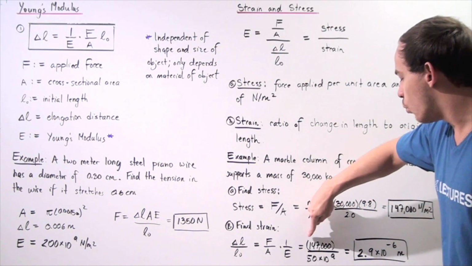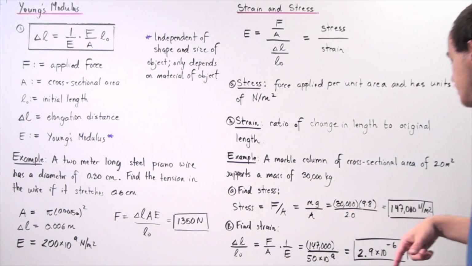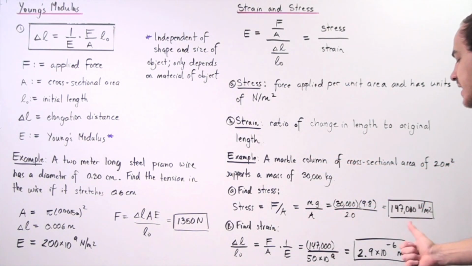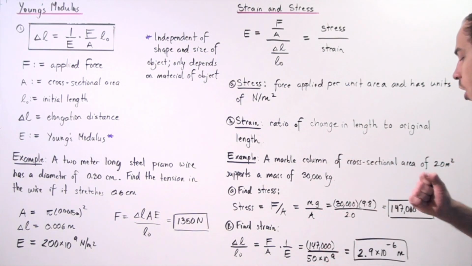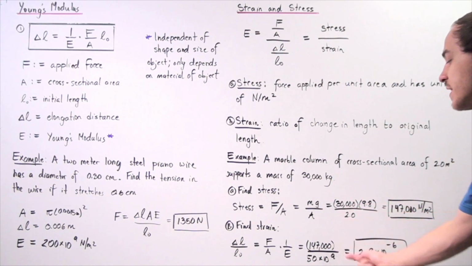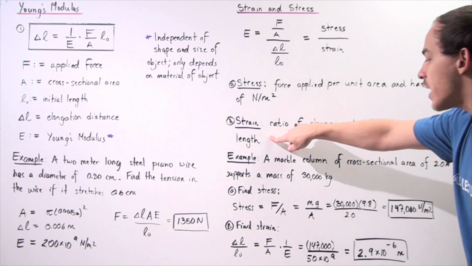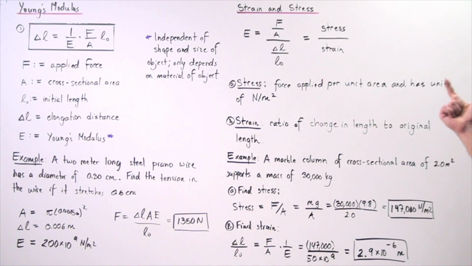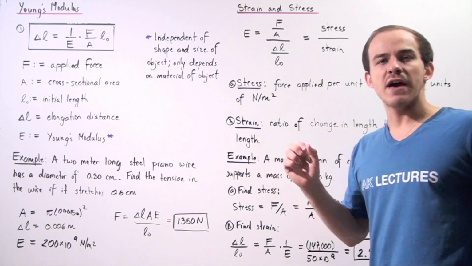So we simply take 147,000, the quantity we got from part A, our stress, and divide that by Young's modulus for marble, and we get 2.9 times 10 to the negative 6 meters. So this is our strain of the object. It's the ratio of the change in length to the original length of our object.